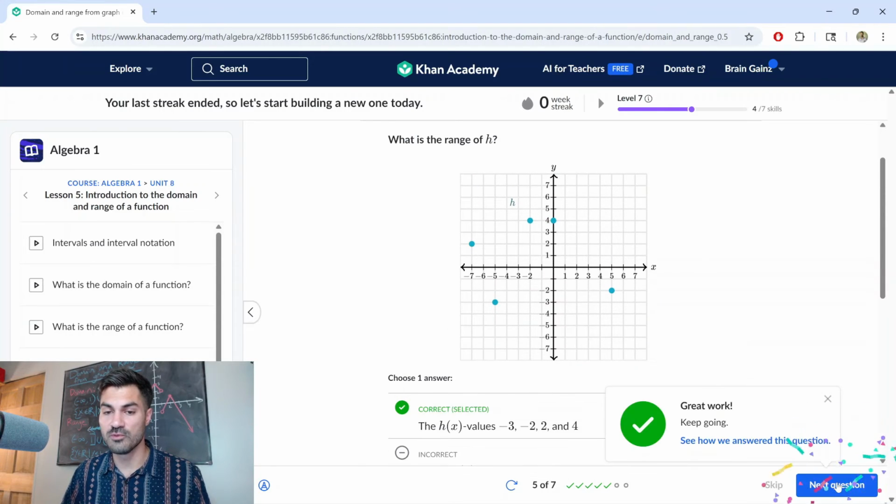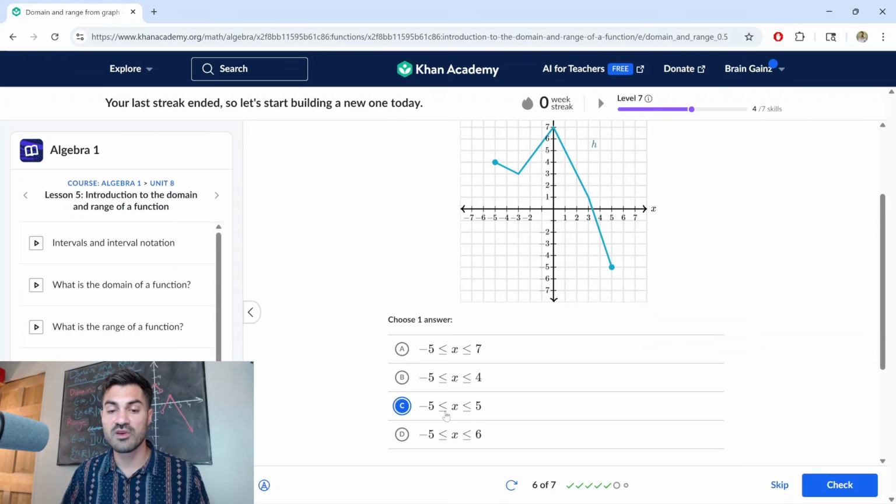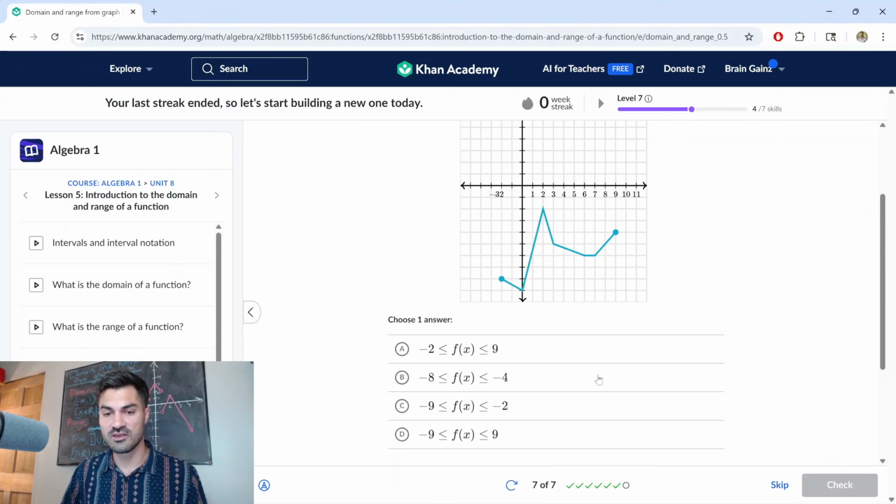Boom. Domain. All right, I'm looking from left to right. I'm scanning. I see a smallest x coordinate of -5. I'm moving to the right. All of these are represented. There's no jumps, holes, or asymptotes. Represented, all the way up until +5. So it's the set from -5 to +5, including those endpoints, -5 and +5, which is what that less than or equal to does, by the way. So that's going to be our final answer. We're flying through this. Hope I'm not going too fast.